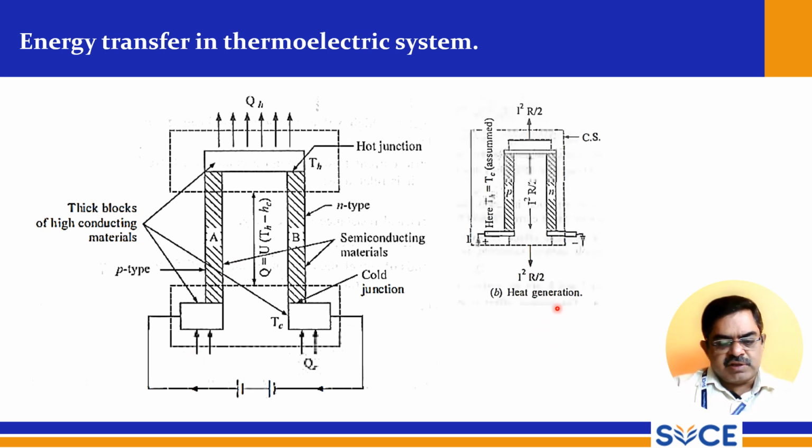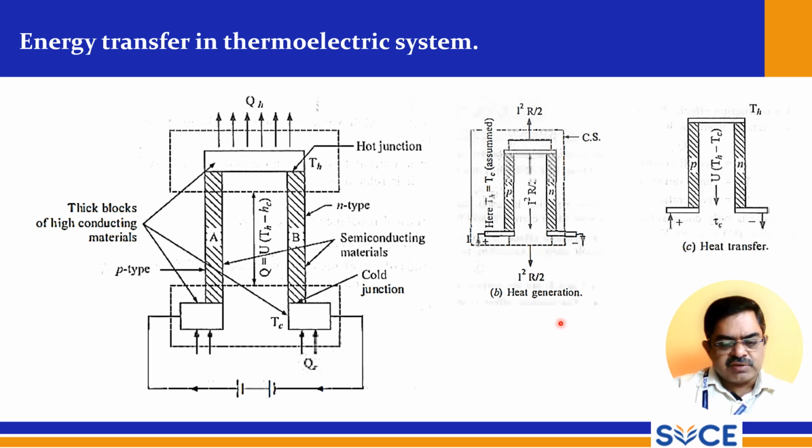So, here this is the I squared R heat generation, I squared R, and this is the cold junction, and now this is the heat. This is the heat generation picture, and this is the heat transfer. Heat transfer is taking place, and this is positive and this is negative, and this is P type and N type material.